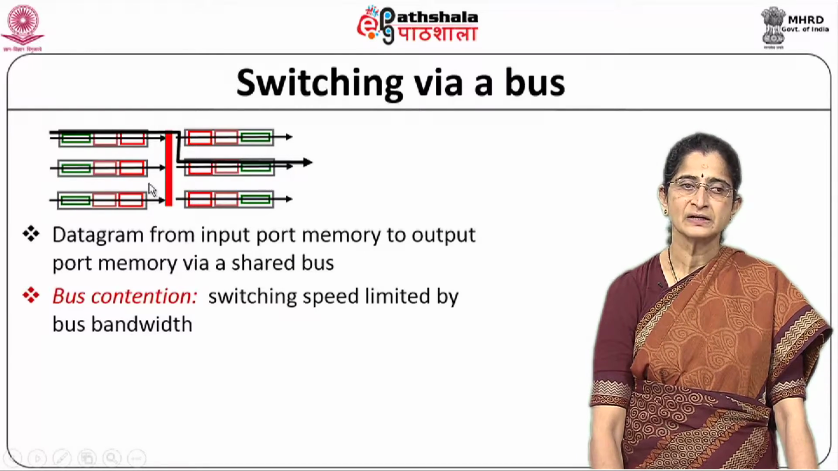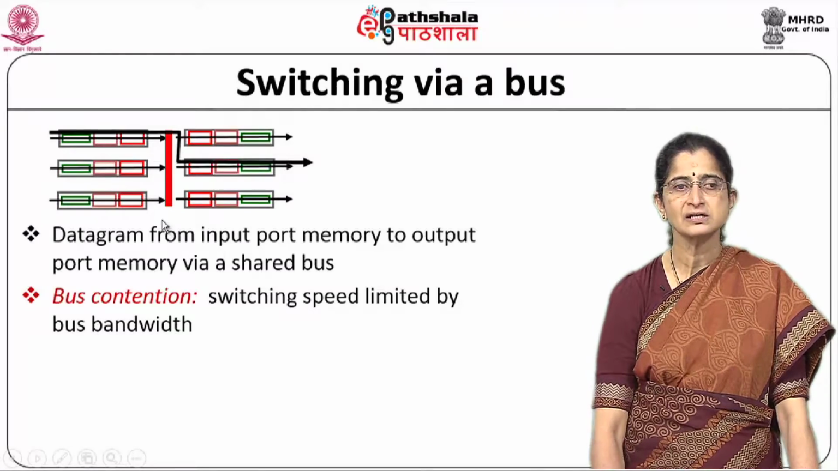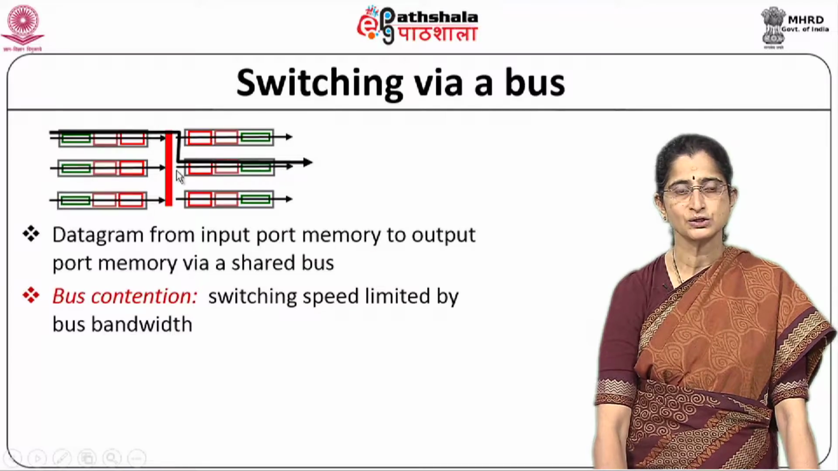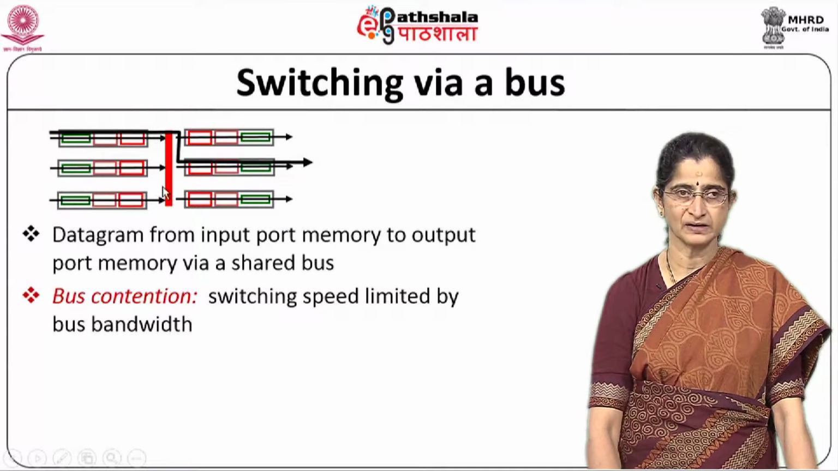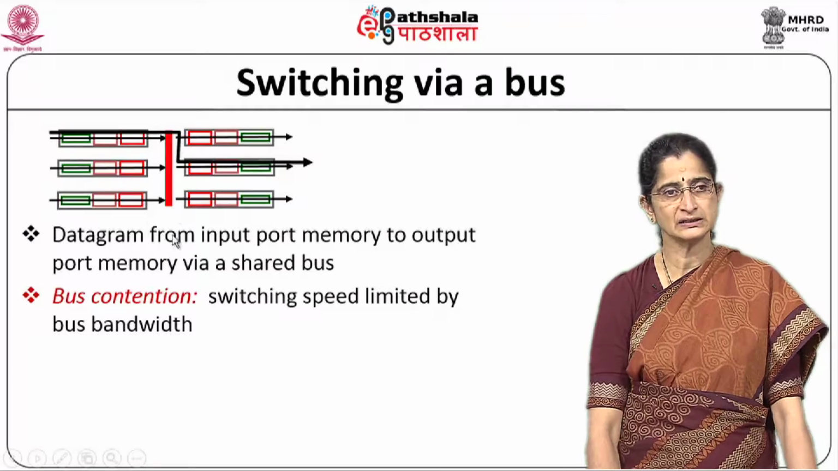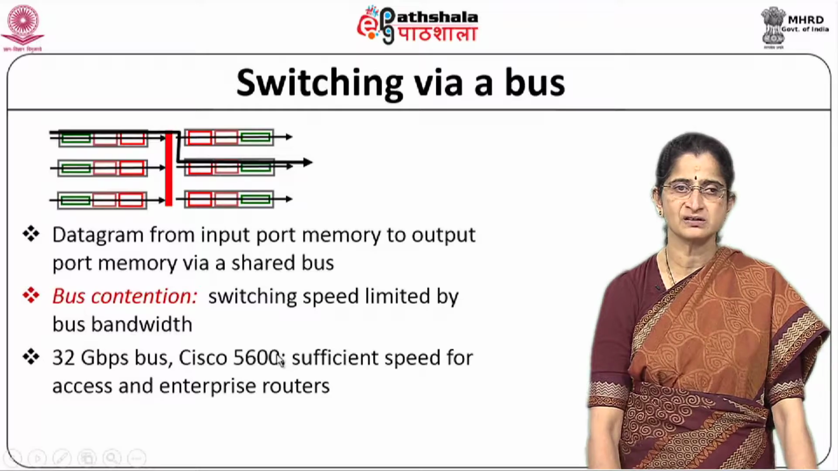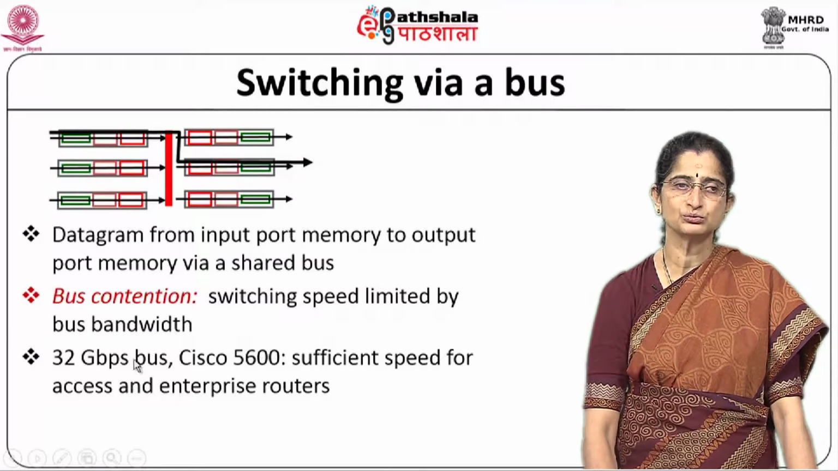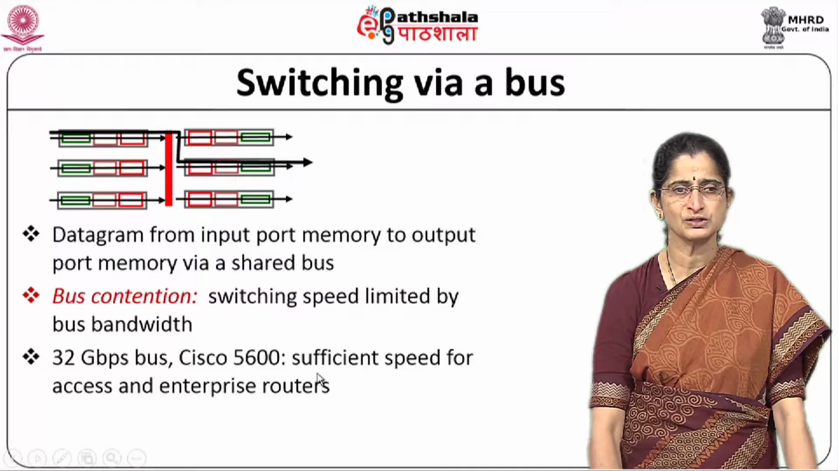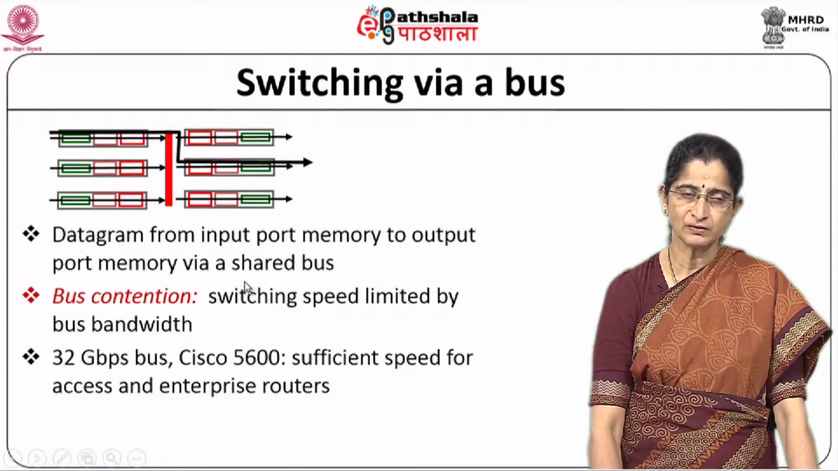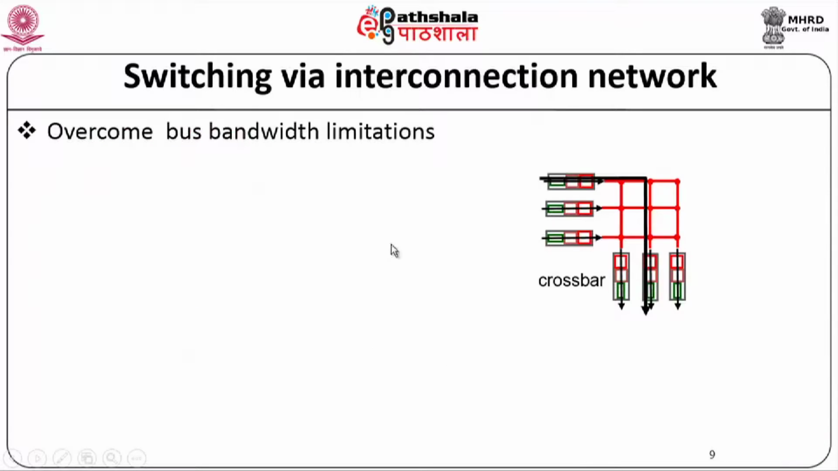So, here obviously there is a lot of bus contention that would take place, because the amount of switching that can take place will be limited by the bandwidth of the bus. So, if you have a very high bandwidth bus, that will facilitate faster switching, but if the bandwidth of the bus is lower, then the rate at which the switching gets done will be slow. When you had these earlier Cisco 5600 series of routers, they were able to work with about a 32 Gbps bus, which was sufficient at that time for access and enterprise routers, and now of course we go for faster interconnection networks.